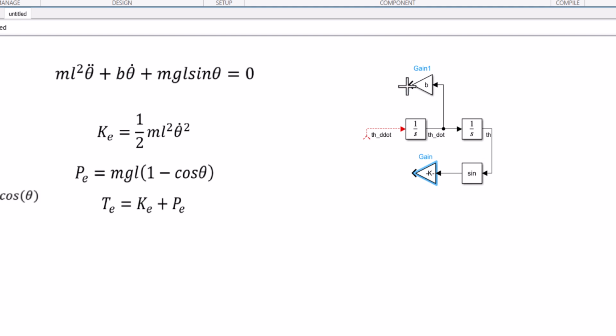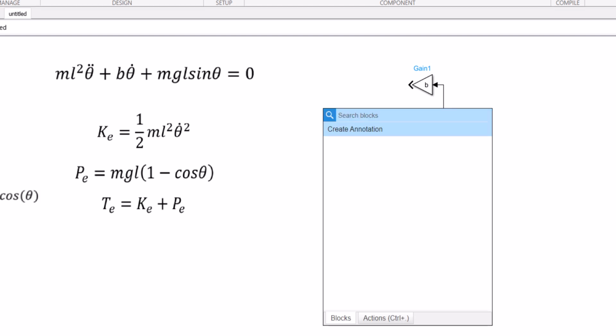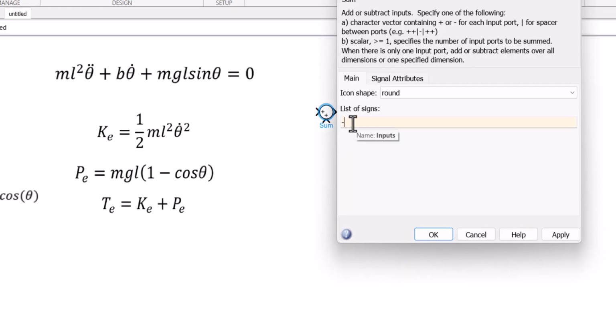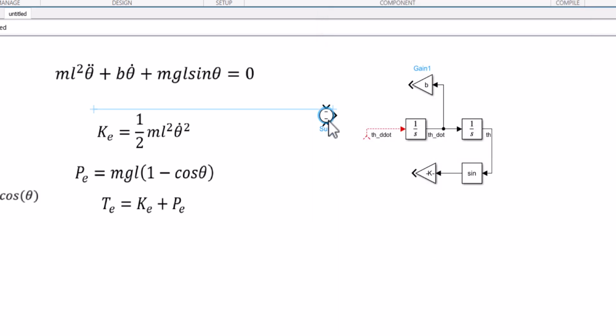Okay, so now I have to add these two terms up. I can use a sum block, and I'm going to make it like this so that I'll have one minus sign at the top and one at the bottom. Both of these terms, if taken on the other side, will have a negative sign with them. That's why I have minus b theta dot minus mgl sine of theta. And this thing, if divided by ml square, will give me theta double dot, which is over here.